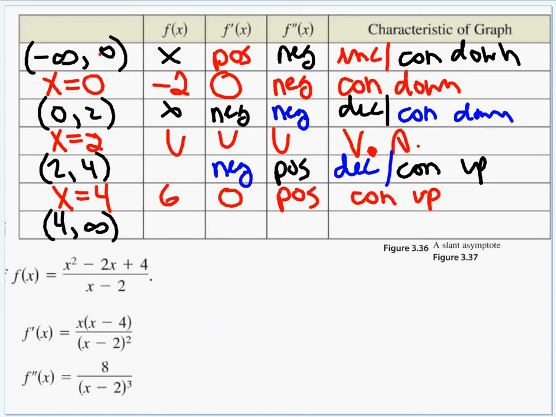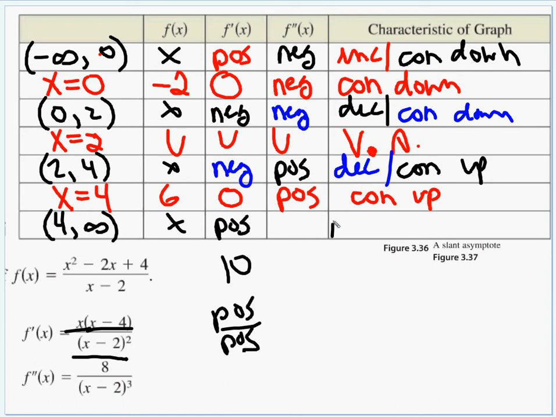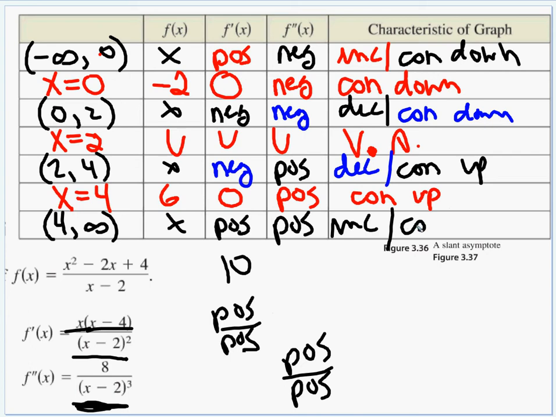Last interval, 4 to infinity. We'll use my favorite, 10, in there. So that's 10 times 10 minus 4. That's positive. 10 minus 2 quantity squared is positive, so our value is positive, and the function is increasing on the interval. And then our second derivative, numerator 8 is positive, 10 minus 2 is positive, and we cube that, and it stays positive. So that's also positive and concave up.